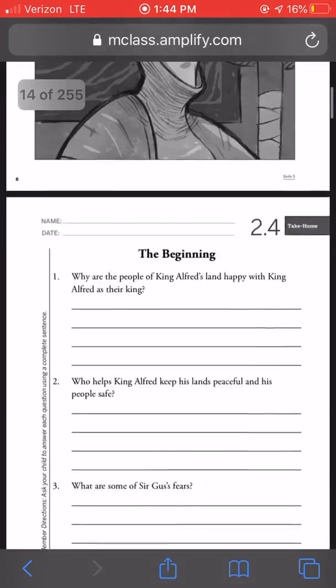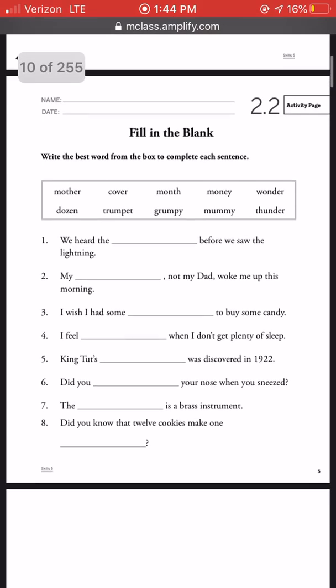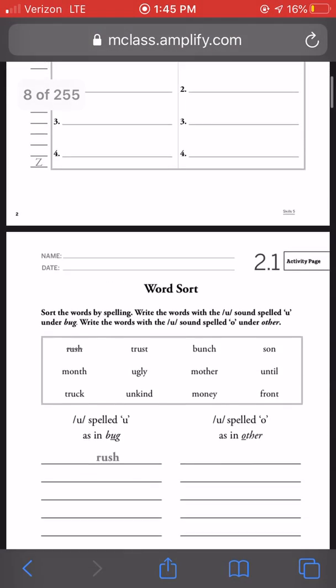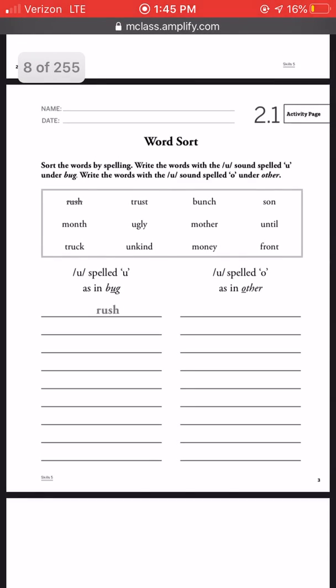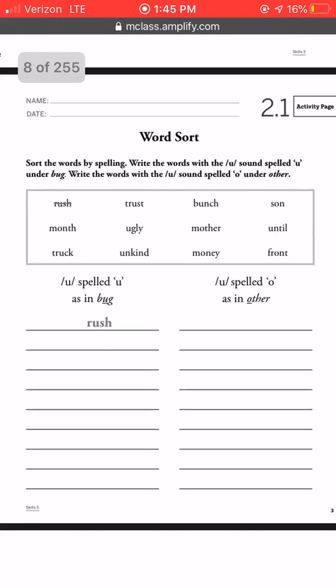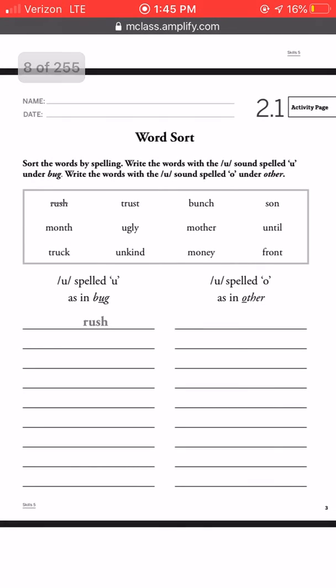Next, we are going to look at our word sort, which is in your activity book, your workbook, which I know you don't have with you. That's okay. You can go ahead and write the answers down on a sheet of paper if you cannot print this out. So let's go ahead and read the directions first. We are going to sort the words by spelling. Write the words with the sound spelled U under bug. Write the words with the sound spelled O under other.